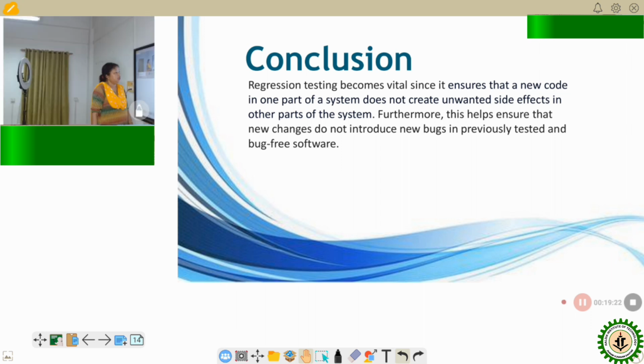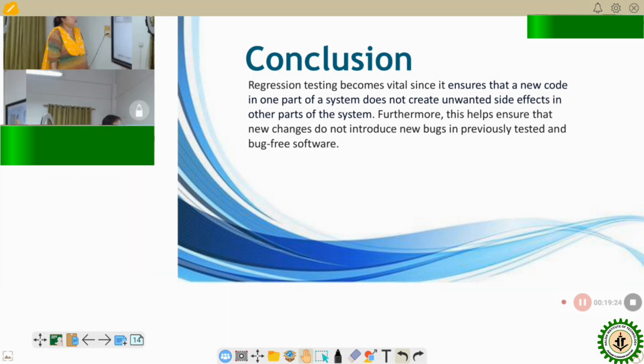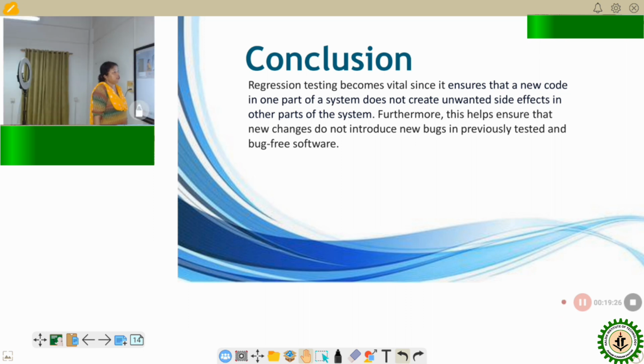Conclusion. Regression testing is vital since it ensures that new code in one part of a system does not create unwanted side effects in other parts of the system. It gives bug-free software.